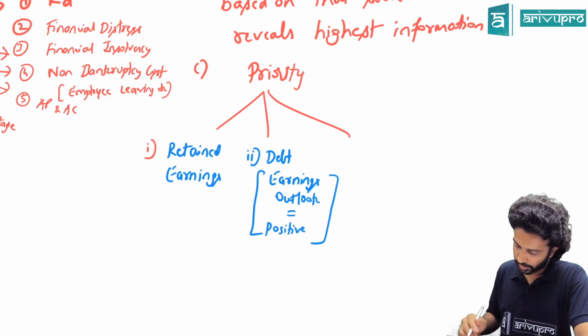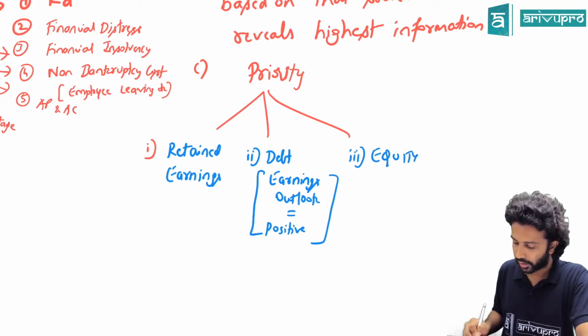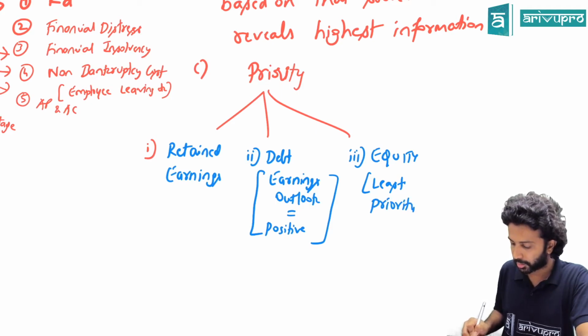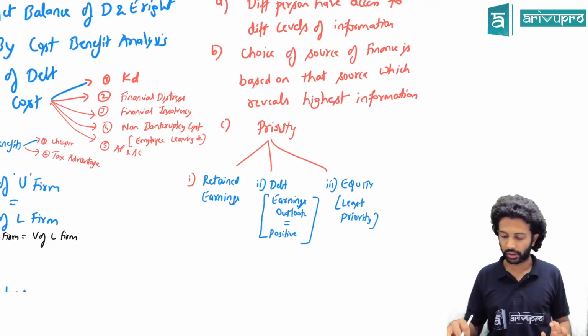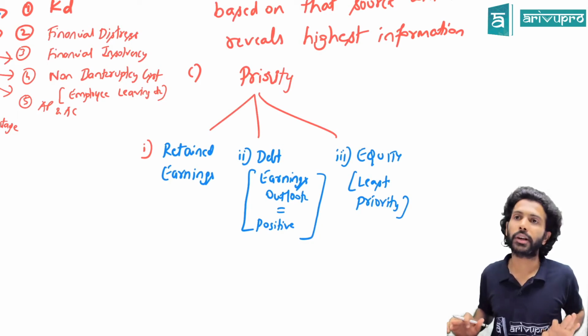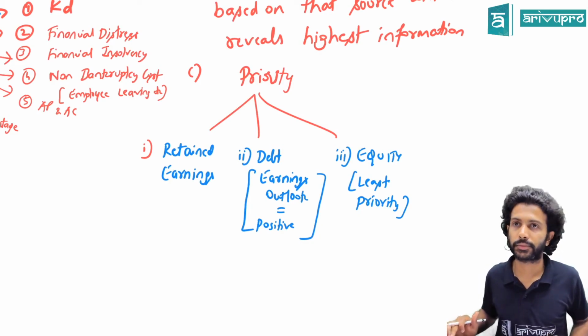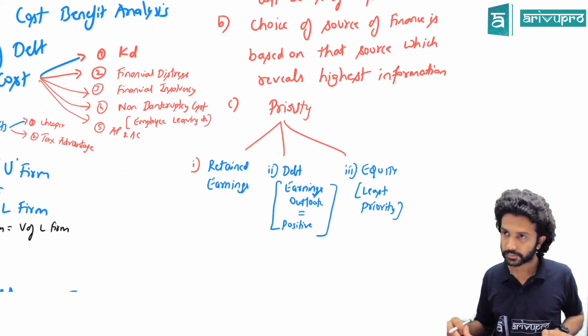Okay, third priority or least priority, we'll give it to equity. Least priority, the reason being it reveals the lowest levels of information. Hence, as per pecking order theory, that is what you do. Remember 2-3 points at least, just in case they ask for 2-3 marks maximum. Okay, theory is all over then.